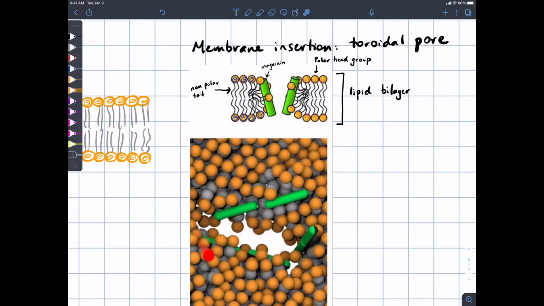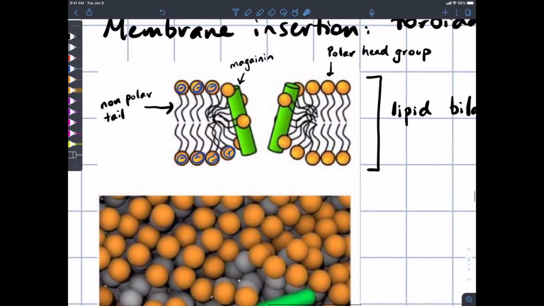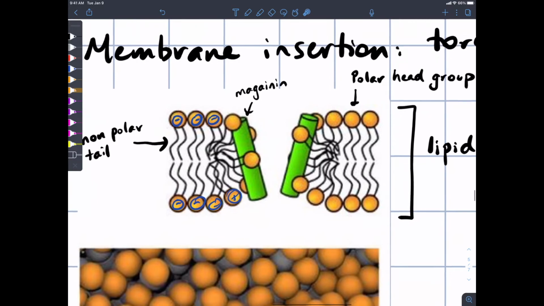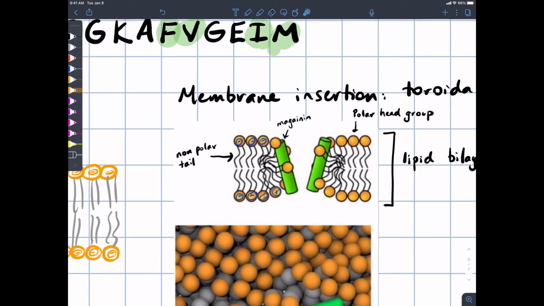So here is a view from a simulation that shows Magainin helices binding to the lipid bilayer and creating a hole. Here is a zoomed in view of what that might be like. You have the nonpolar face of the Magainin helix here on the left, which maybe I'll just color in gray, and that's interacting with the nonpolar tails of the lipid bilayer.